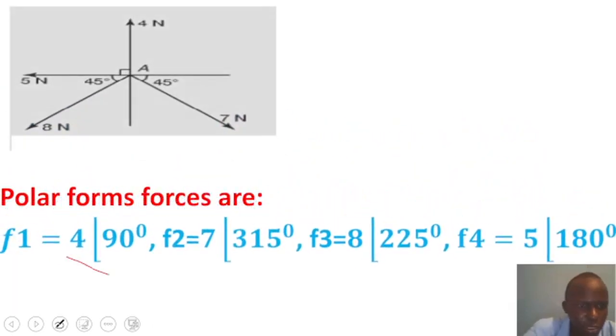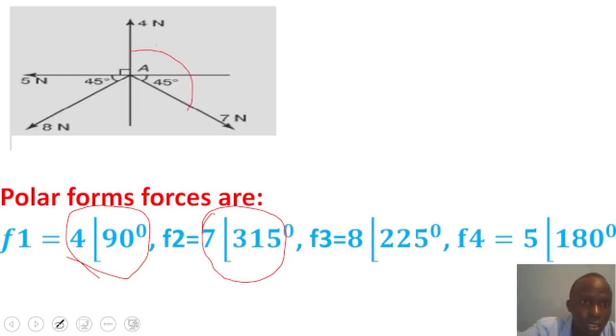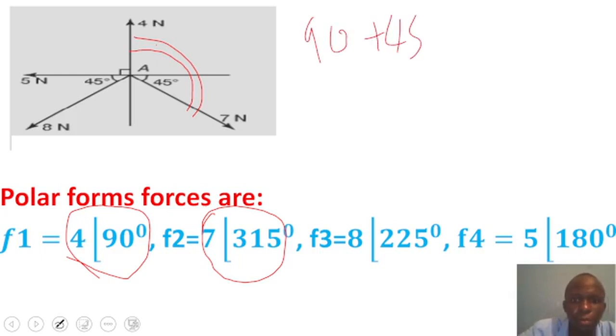Here are the forces. F1: modulus 4, argument 90. F2: modulus 7, the argument is 315. Let me explain why it is 315. Look at that. From that to that is 90 plus 45, which is equal to 135. So that is 135.